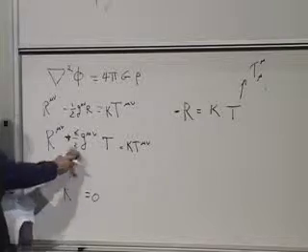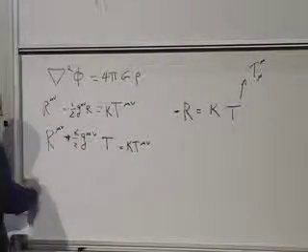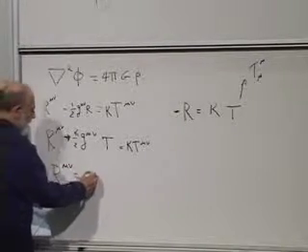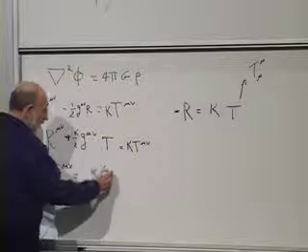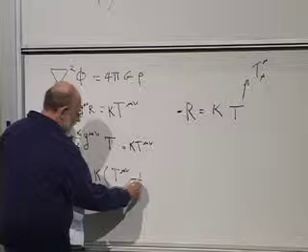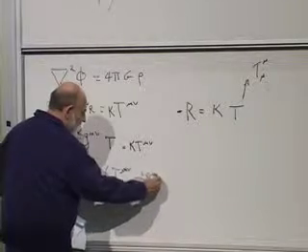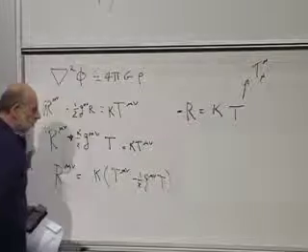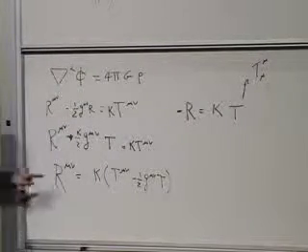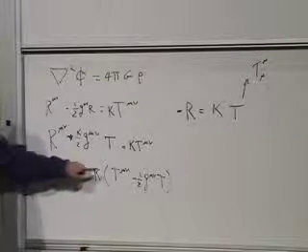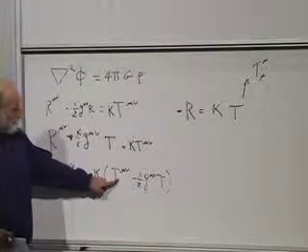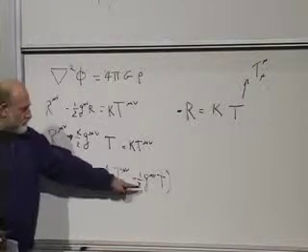And now I can take this over to the other side and write that the Ricci tensor is equal to K times T mu nu minus 1/2 g mu nu times T. So Einstein wasn't so far off. There is a form of the Einstein equations where it's just the Ricci tensor equal to something, but it's not just the energy momentum tensor. It's the energy momentum tensor minus 1/2 g mu nu times T.